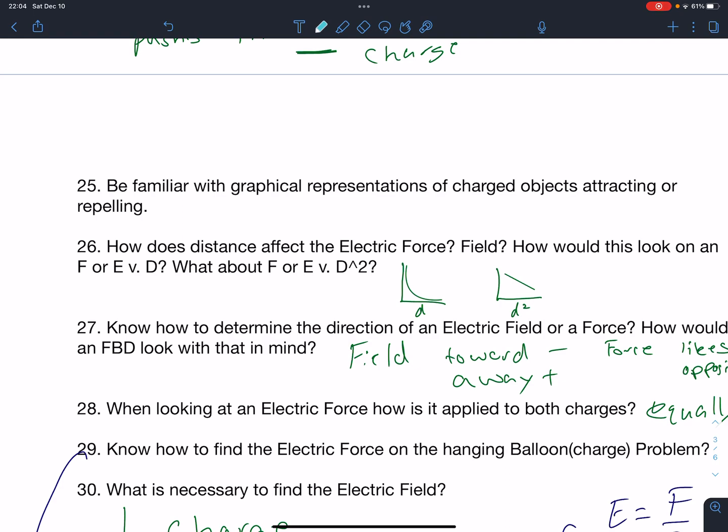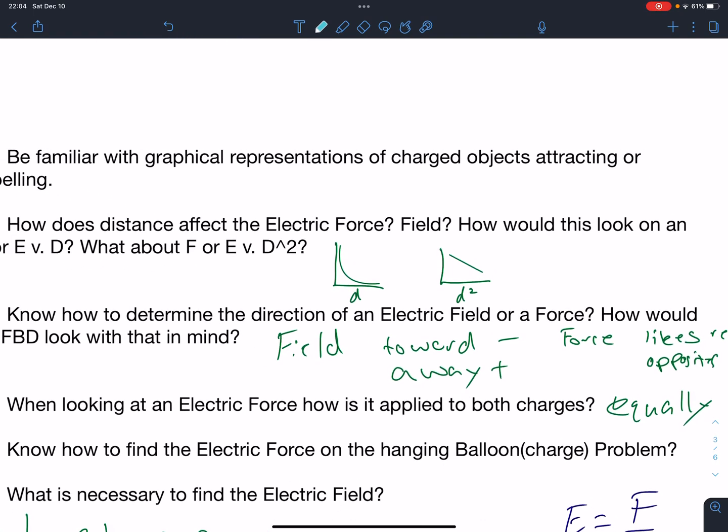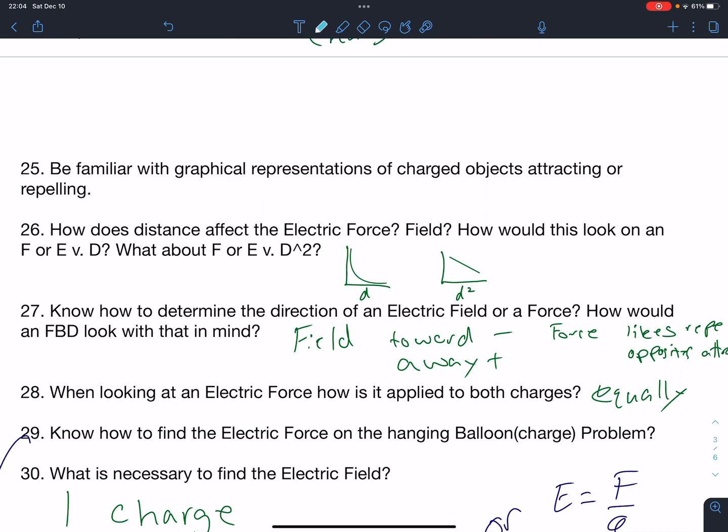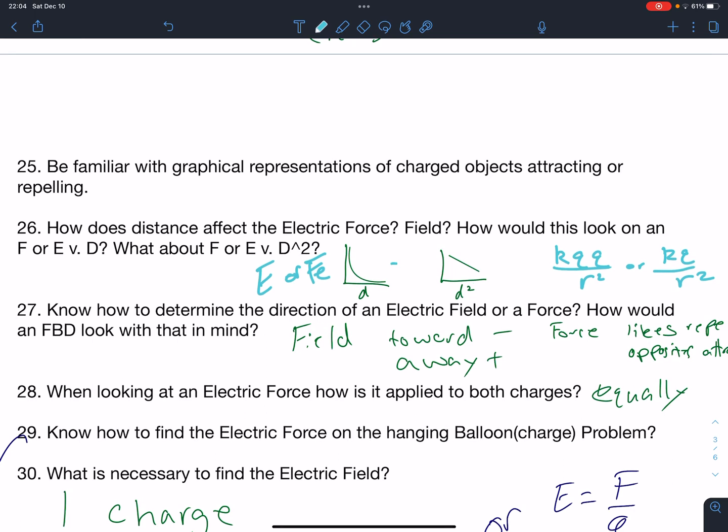I think 25 and 26 are connected, if I had to guess. Both the electric field and the electric force would have similar graphs. So you could have F_E, or you could have the electric field. Either one of these should be the same because the formula is kQQ over r squared, or kQ over r squared. In both instances, the distance is squared on the bottom, and so that results in graphs that look like one of these two, depending on whether you're graphing versus distance or graphing versus distance squared.